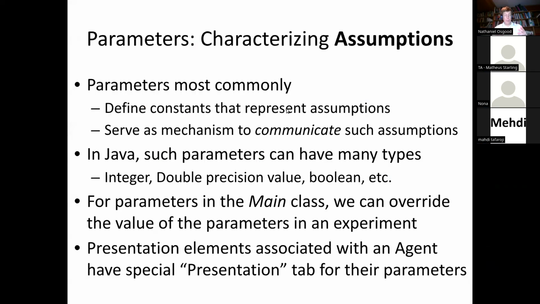So parameters encode assumptions for a given agent, a given person. They encode things like how many contacts, what's my age? And it provides a way of communicating that from the point where that agent is created. For person, it's created in the population. For main, it's created by the scenario. Okay.